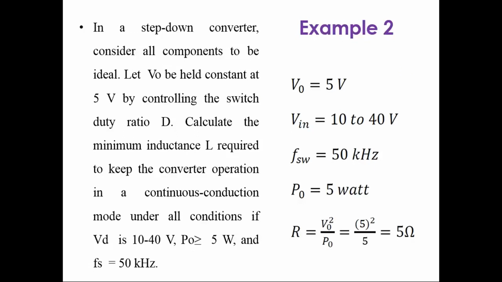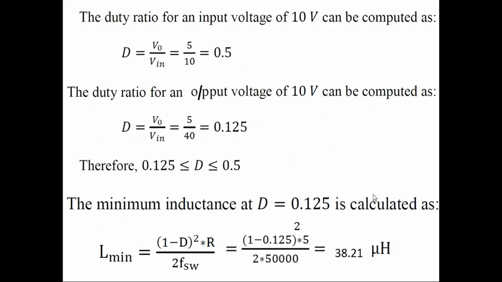Now, this is an example of a step-down converter. In the step-down converter, we can consider all components to be ideal. Our problem statement is: the expected output voltage is 5 volt and the input range is now 10 to 40 volt. The switching frequency is now increased to 50 kHz, and the expected output power is greater than or equal to 5 watt. So we have R over here as V0 square over P0, with the 5 volt output.